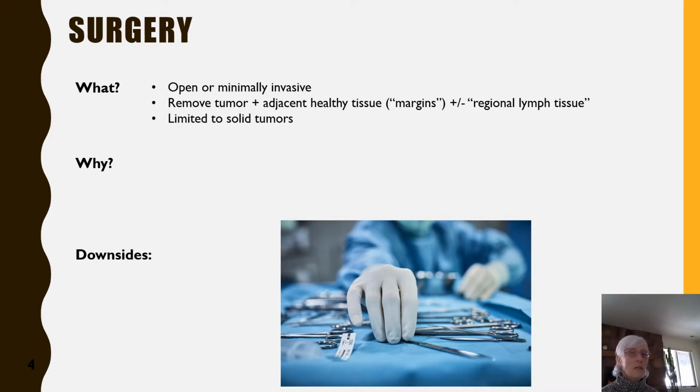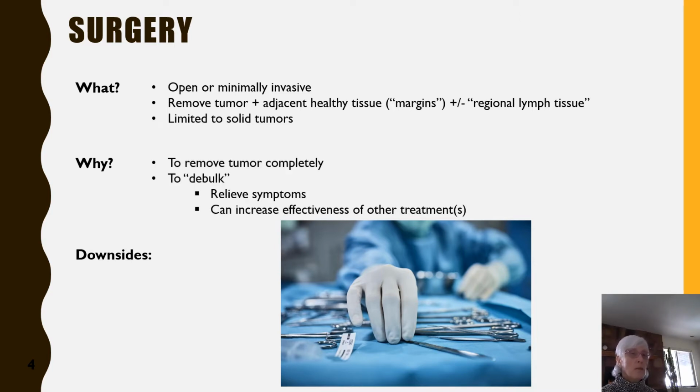On occasion, the surgeon will also remove some regional lymph nodes. Those are neighboring or nearby lymph nodes, and this is again to ensure that the cancer cells have not disseminated into the neighboring lymph tissue. Obviously, surgery is limited to solid tumors. We cannot undergo a surgical procedure when we're talking about blood cell tumors, for example. Lymphomas and leukemias cannot be treated through surgery.